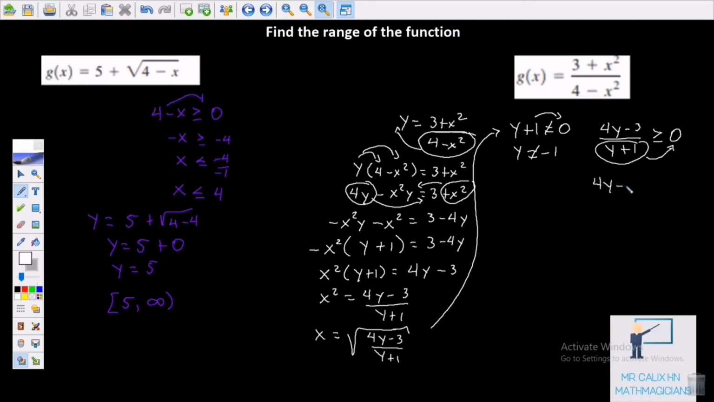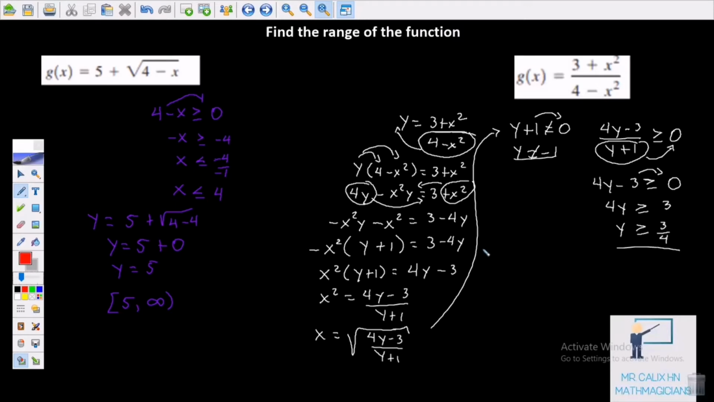So we have that 4y minus 3 is greater or equal to 0 still, because this multiplies 0 is 0. If we solve for y, we send the 3 to the other side positive, greater or equal to 3, and the 4 to the other side negative, greater or equal to 3 over 4. Okay, so we have our two restrictions.